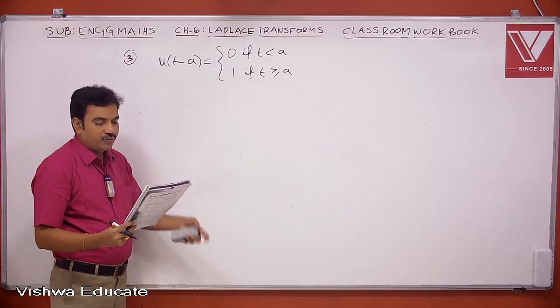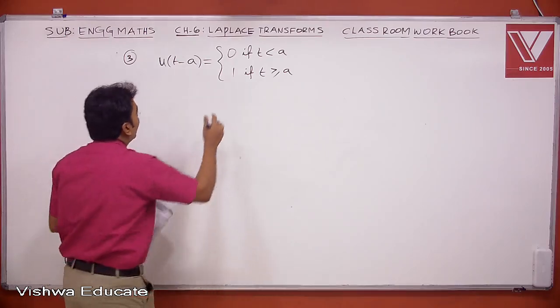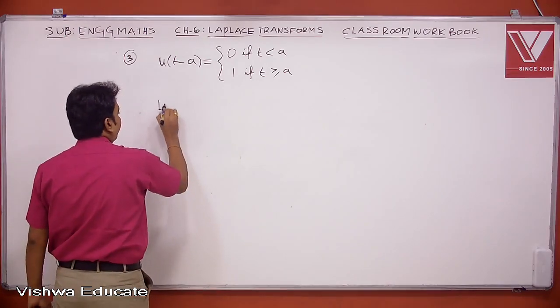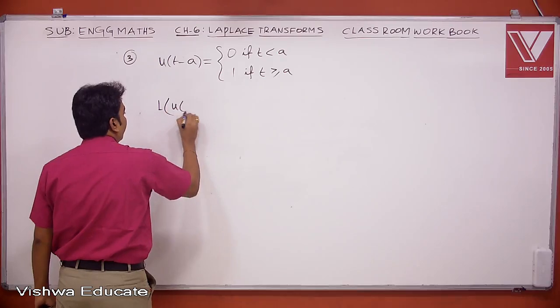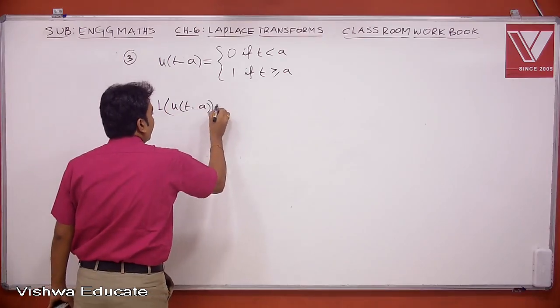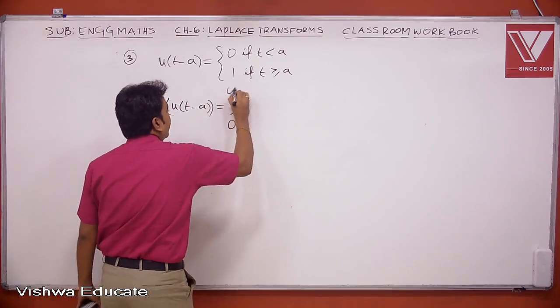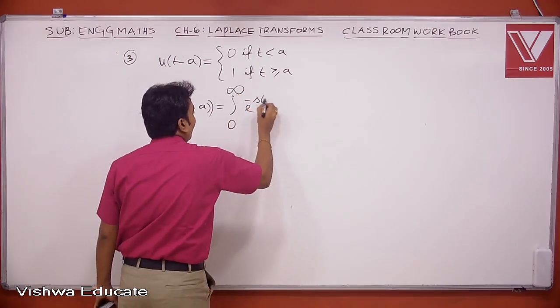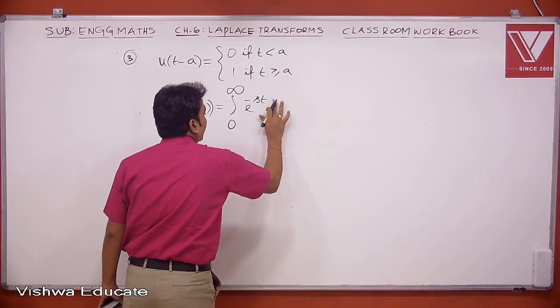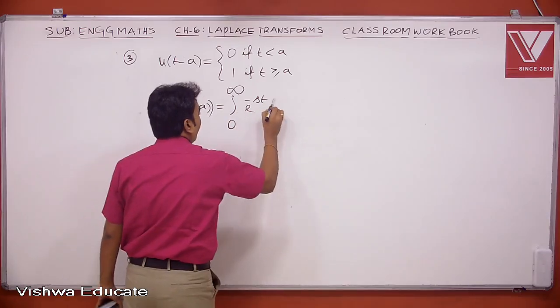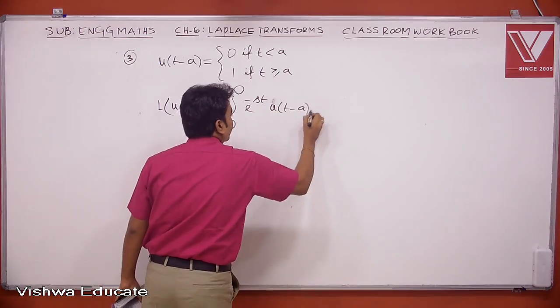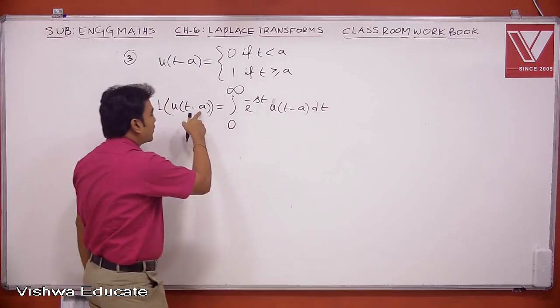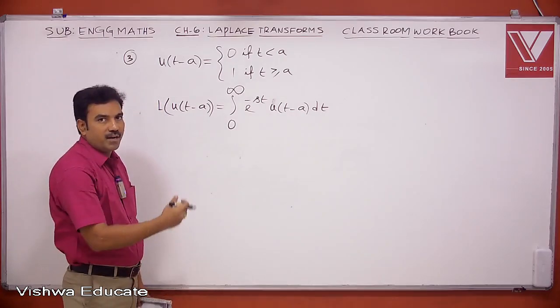Its Laplace transform is. Now let us write the Laplace transform of a function. Generally the Laplace transform of this u of (t minus a) is nothing but integral 0 to infinity e power minus st into f of t. Here f of t means u of (t minus a). So this is the Laplace transform of the unit step function u of (t minus a) just by definition.